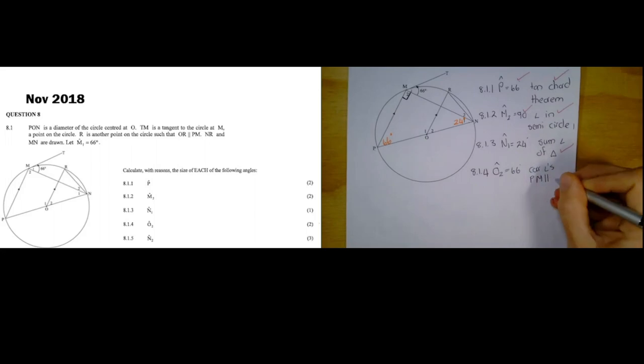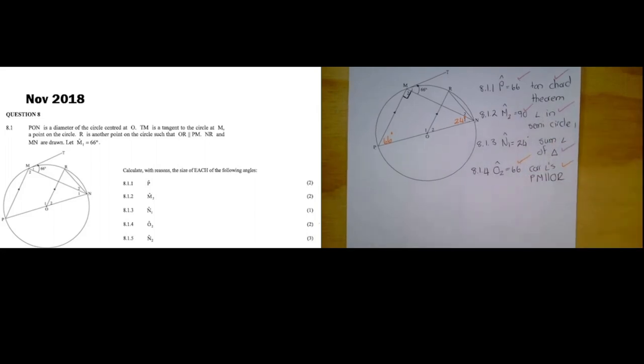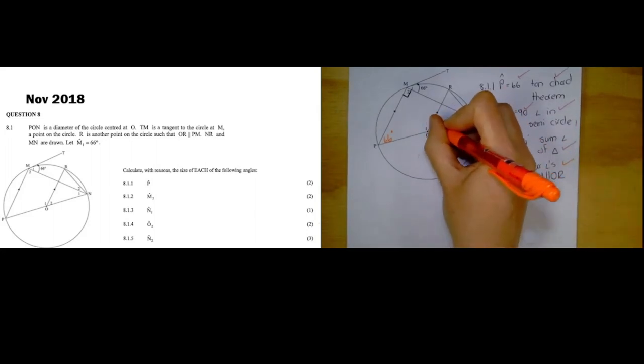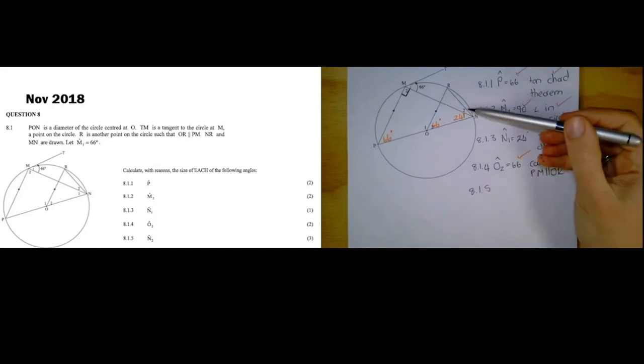PM parallel to OR. Once again, two marks. A mark for the answer and a mark for the reason. And let's go fill in our 66. Our last one on this one, 8.1.5. They're asking for angle N2.